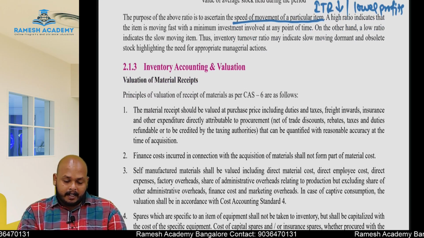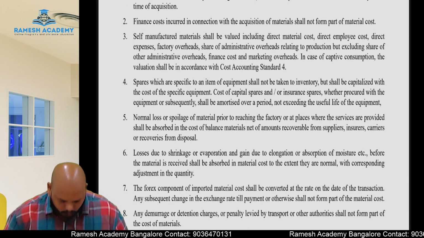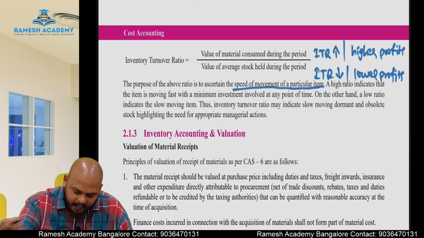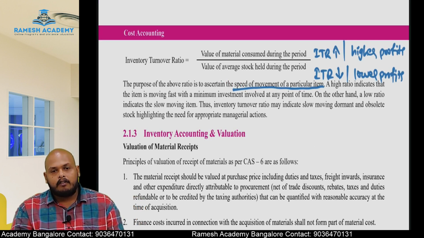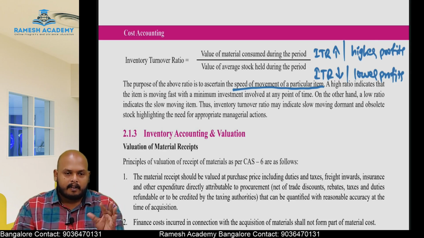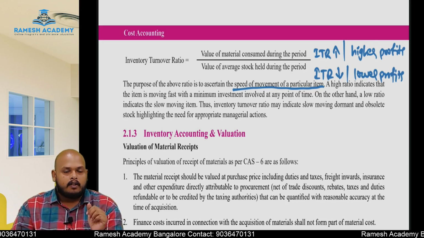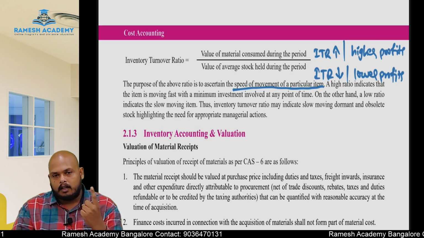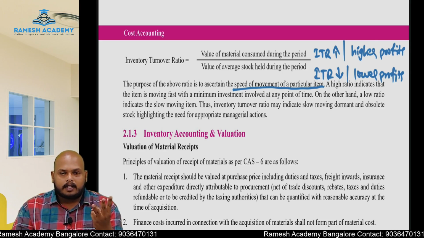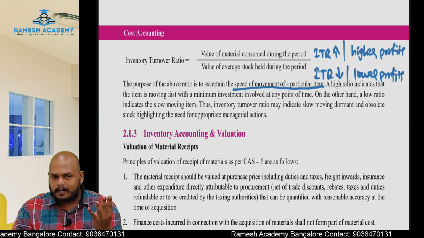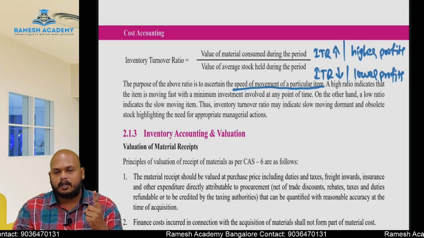Next one, inventory accounting and valuation. As per Cost Accounting Standard 6, just now in the last classes also I told you, material receipts valuation is compulsory in cost accounting standards. From the cost accounting standards alone, compulsory he will ask a 5 to 7 marks question. At the CMA Inter level we have 4: Cost Accounting Standard 6 material, Cost Accounting Standard 7 employee cost, Cost Accounting Standard 10 direct expenses, and Cost Accounting Standard 3 overheads.